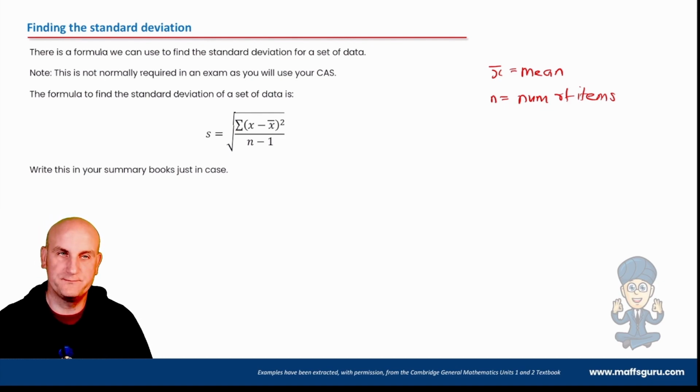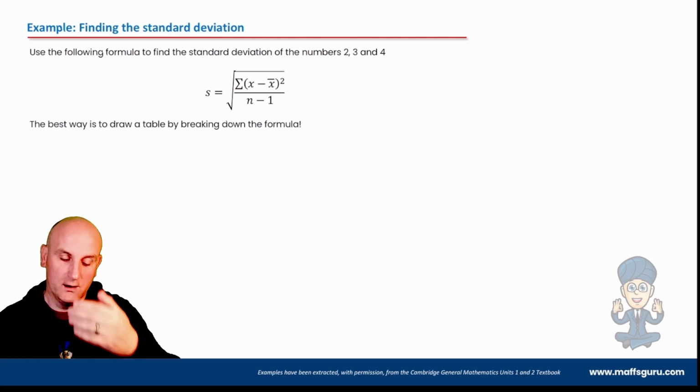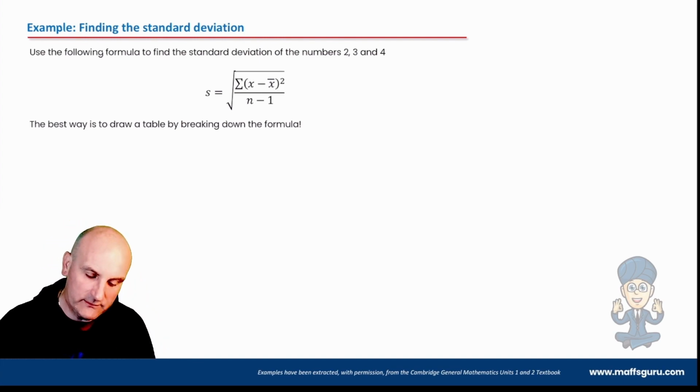How do we do it? All right, here we go. Use the following formula to find the standard deviation of the numbers 2, 3, and 4. Right, so the first thing we need to do is I actually do a table.